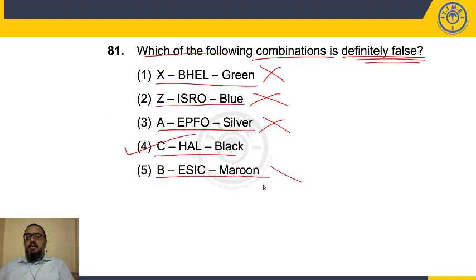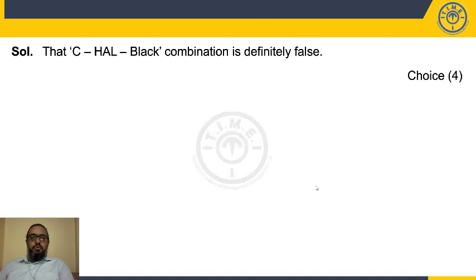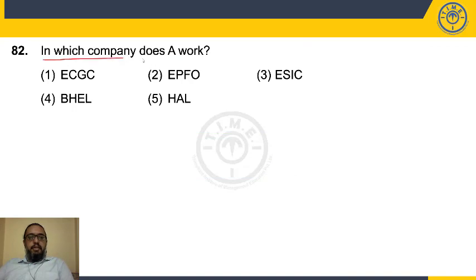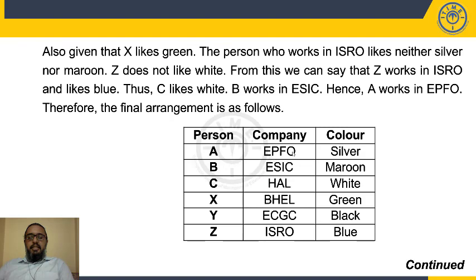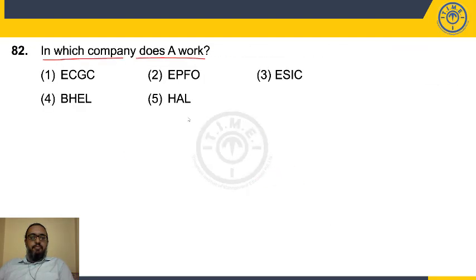B ESIC and maroon is also a correct combination, not an option. So when he says combination to be definitely false, remember to choose the wrong combination from the table. So choice 4. Next, in which company does A work? A works in EPFO. Choice 2, EPFO.